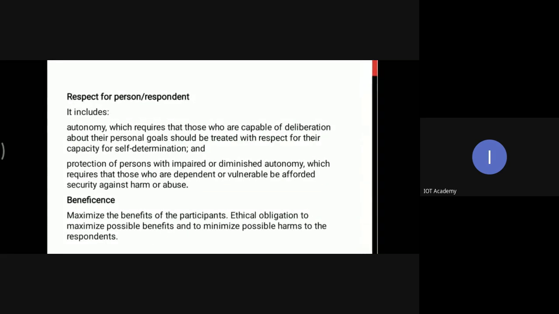Then another principle of research, it talks about beneficence. It says that we do not have to harm anyone. However, there has to be a maximum benefit for the participants and minimal risk for the participant. We want to get the maximum data, but we have to ensure that the people who are giving us the inputs are at minimum risk.